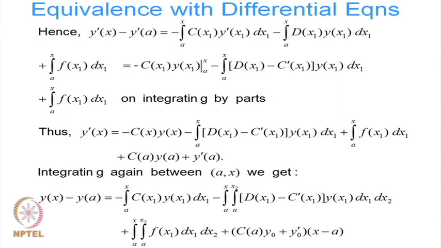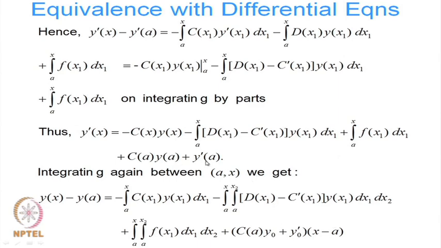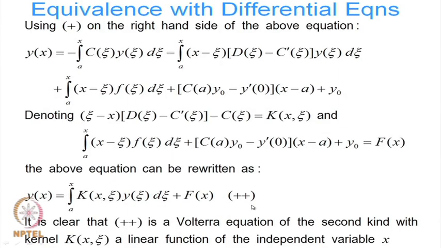And the integration of that term gives me c(a) y(a) plus y prime(a), but y(a) is equal to y0 we saw earlier, right. y(a) is equal to y0, y prime(a) is equal to y prime 0. So c(a) y(a) plus y prime(a) I am writing as c(a) y0 plus y prime 0, and since I am integrating with respect to x and I am integrating within the limits x and a, I will have this x minus a appearing here, right. So this is what I get finally, and then let's see what we can do.